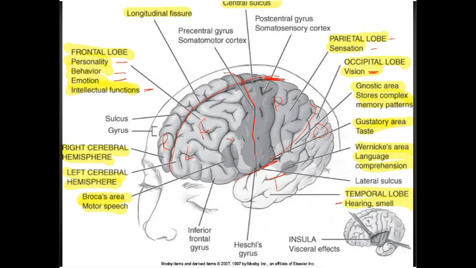So located in the frontal area is Broca's area, which controls motor speech. And then in the temporal area, we have Wernicke's area, which is language comprehension. So Broca's area and Wernicke's area is going to be something that you want to keep in mind based on where abnormalities may exist.